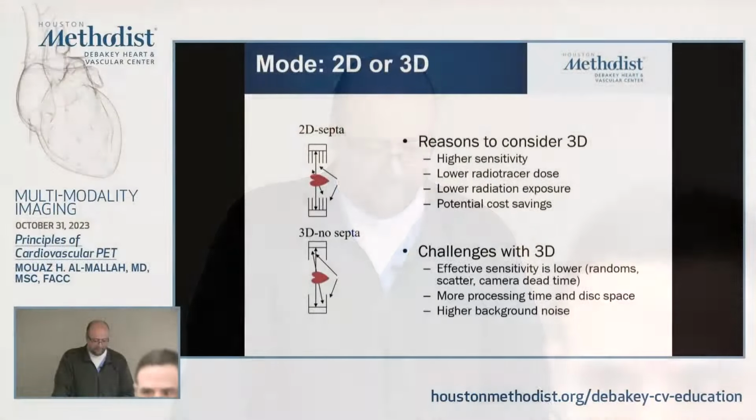But to be able to operate a 2D PET scanner, you need to inject a higher amount, because many of the photons that you're going to be generating are not going to be captured by the detector system. So you will see later on when we talk about the radiopharmaceutical, the older system will require more of the radiopharmaceutical. The newer systems will require less of the radiopharmaceutical.